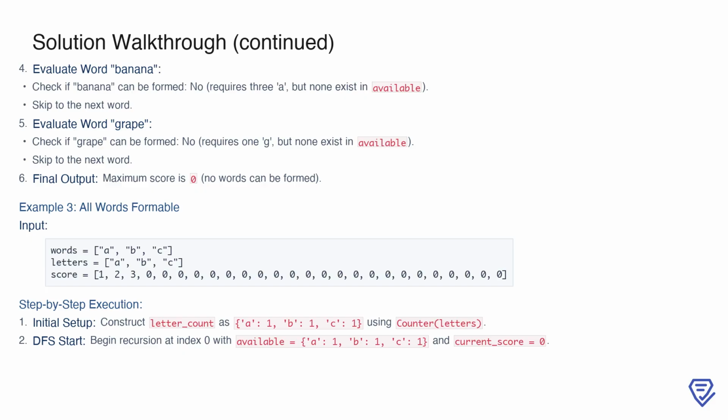Similarly, the word banana is skipped because it requires 3 A's and other letters that are missing. Finally, grape is evaluated, but it too cannot be formed since it requires a G, which isn't available. As no words can be formed, the algorithm concludes that the maximum score is 0 for this input.